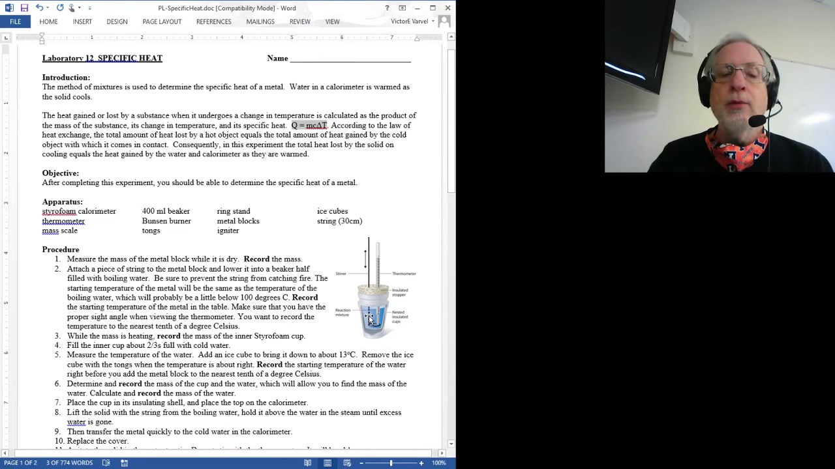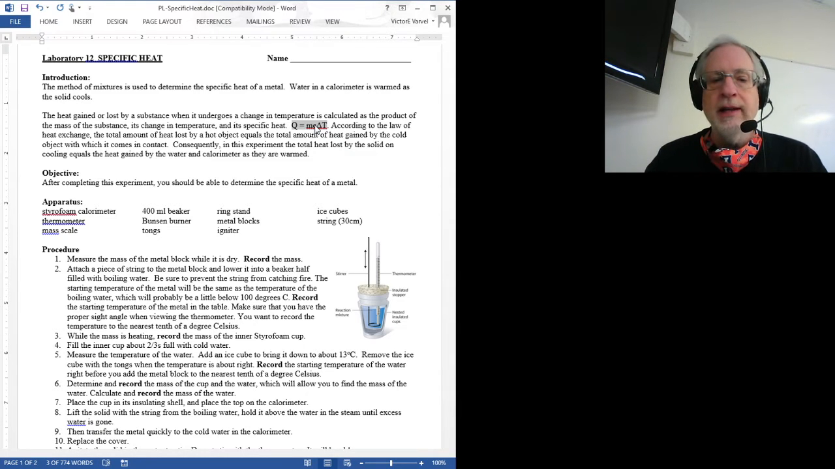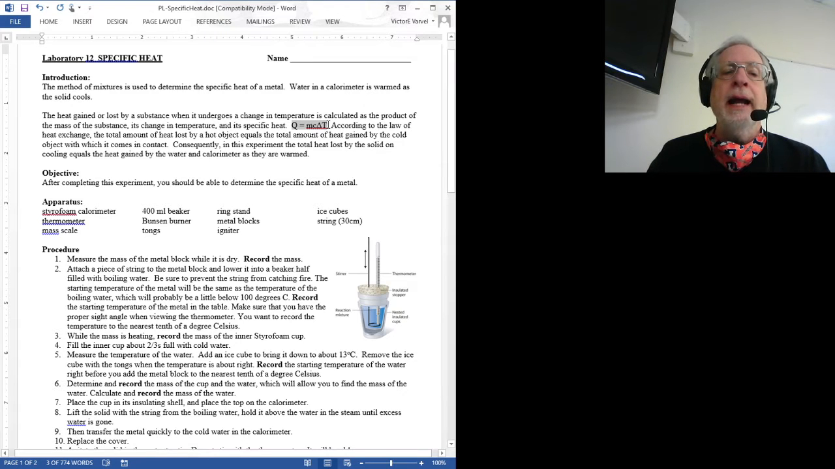So water becomes one of our systems, and we'll measure the mass of the water. We know the C for water is 4.186, at least at regular temperatures. It actually can be a little bit lower or higher depending upon the exact temperature, but we're going to average it out at 4.186. And then we're going to measure the change in temperature. So we're going to know mc and delta T for the water.